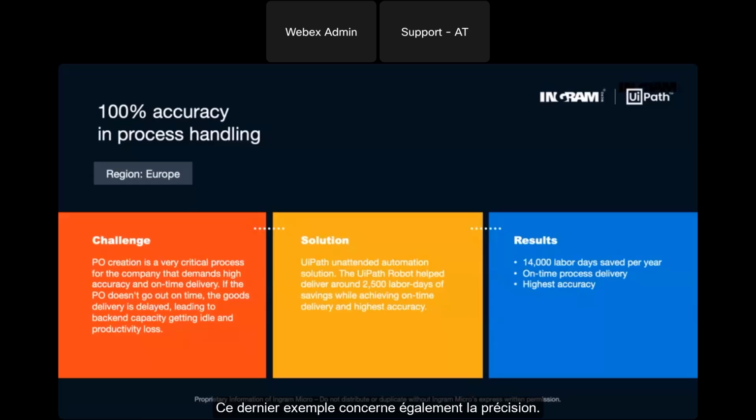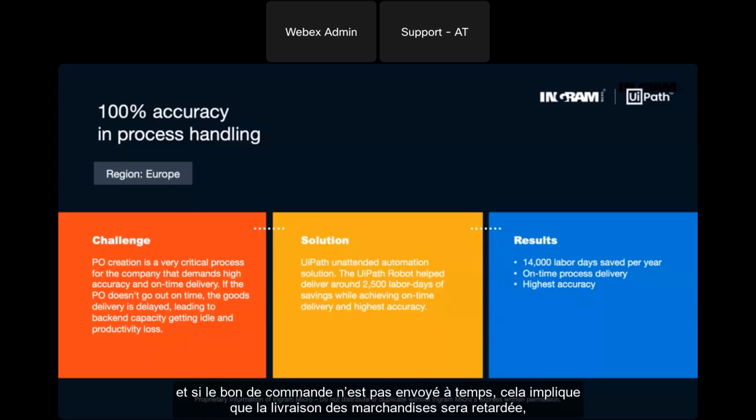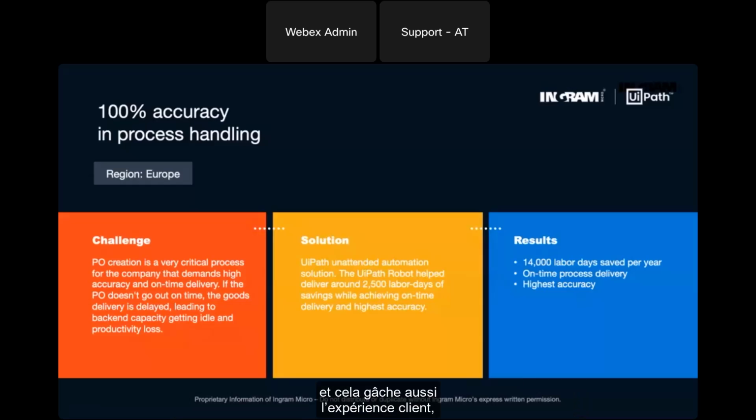And this final example also has to do with accuracy. In this case it is around the PO creation. For this customer, the PO creation is a very critical process, and if the PO doesn't go out on time, this means that the goods delivery is also going to be delayed, right? And this also messes up the customer experience, the satisfaction surveys, the satisfaction rates. So the UiPath robot helped deliver around 2,500 labor days of saving while achieving on-time delivery and highest accuracy for the process.